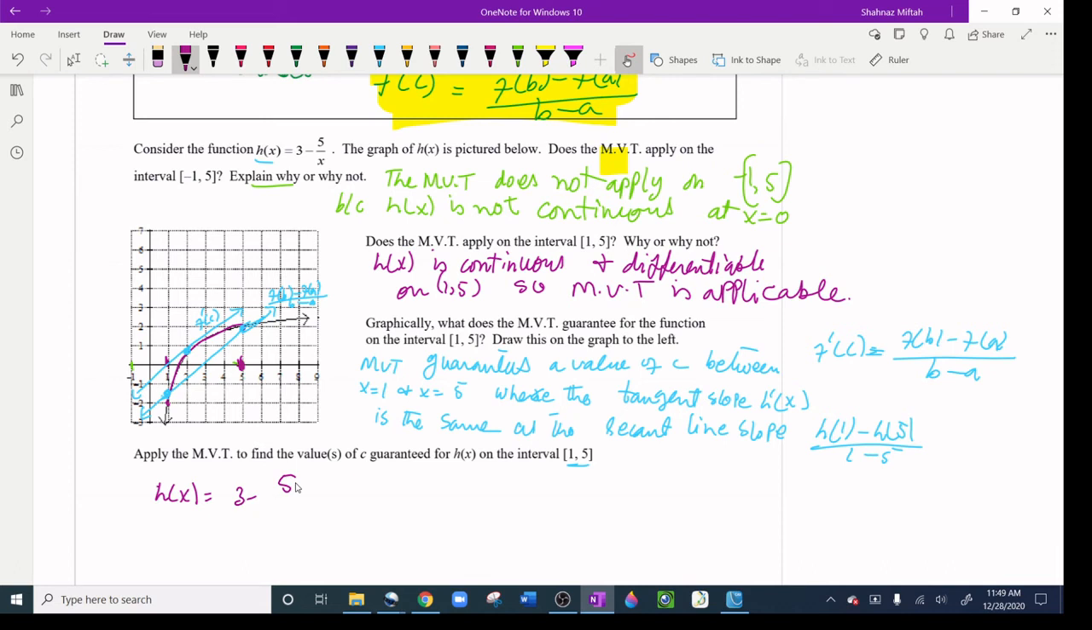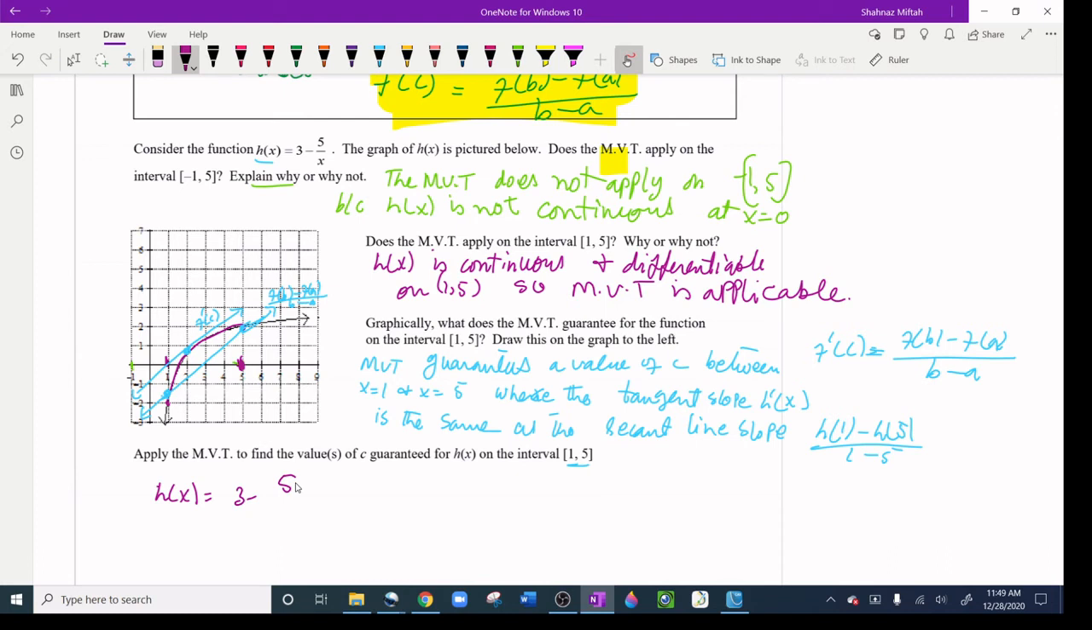So now I'm going to take a derivative of this. That's going to give me, this is 0, but negative and negative is going to give me positive 5x to the negative 2. We already know, since we are looking for the C, I'm going to change everything to C. h prime of c equals 5 over c squared. That's my derivative.